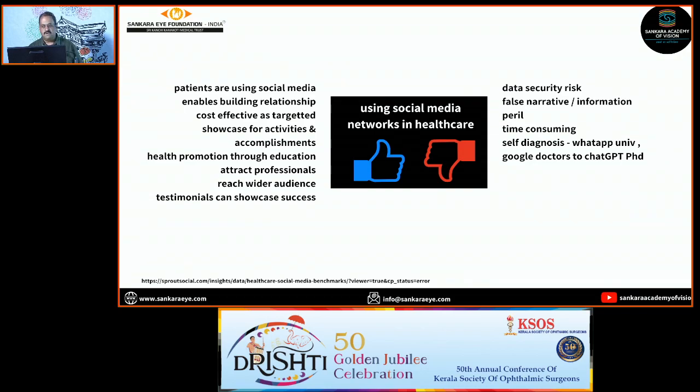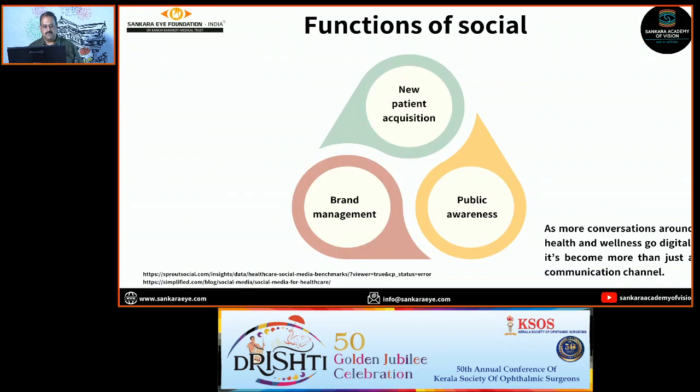So the day is not far where this is going to become a routine practice for us. When you look at social media per se, it allows you to, one, attract new patients. It allows you to raise public awareness. And three, more importantly, it allows you, as a communication channel, to actually showcase what your brand is. And consistency in doing all of this becomes very, very important.